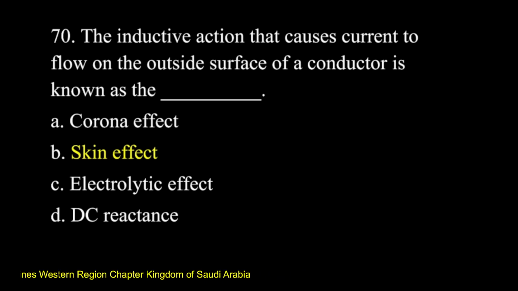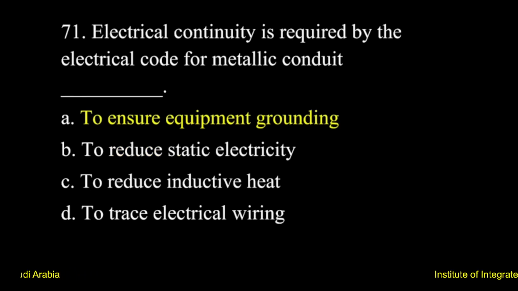The inductive action that causes current to flow on the outside surface of a conductor is known as the blank. A. Corona effect. B. Skin effect. C. Electrolytic effect. D. DC reactance. Electrical continuity is required by the electrical code for metallic conduit blank. A. To ensure equipment grounding. B. To reduce static electricity. C. To reduce inductive heat. D. To trace electrical wiring.